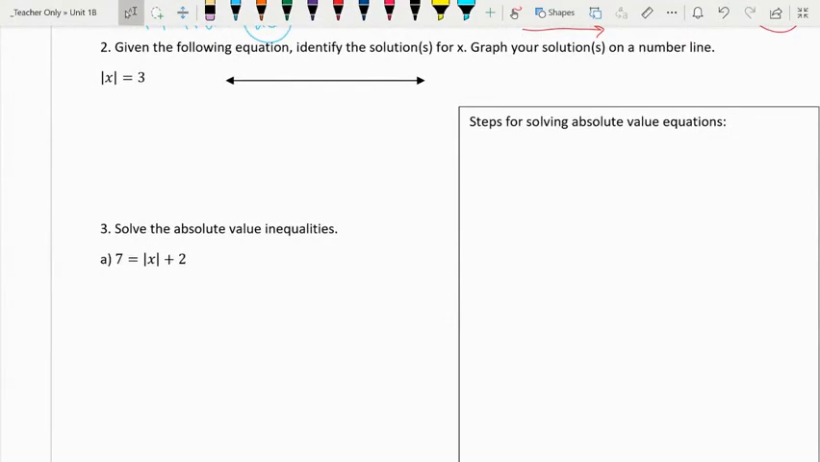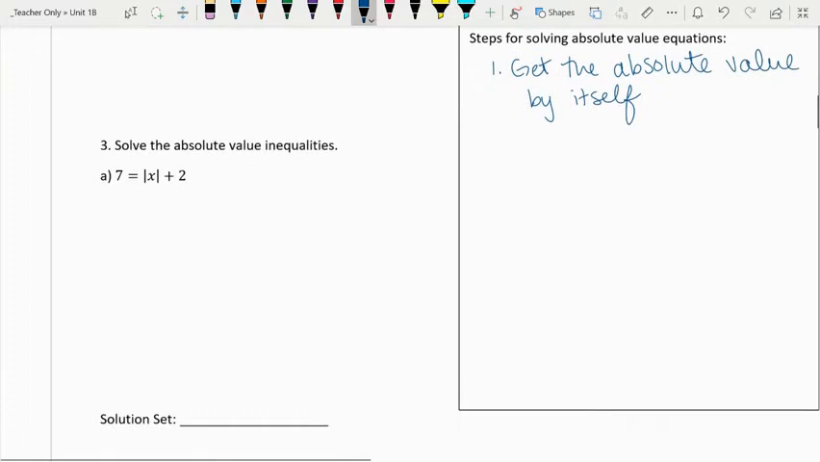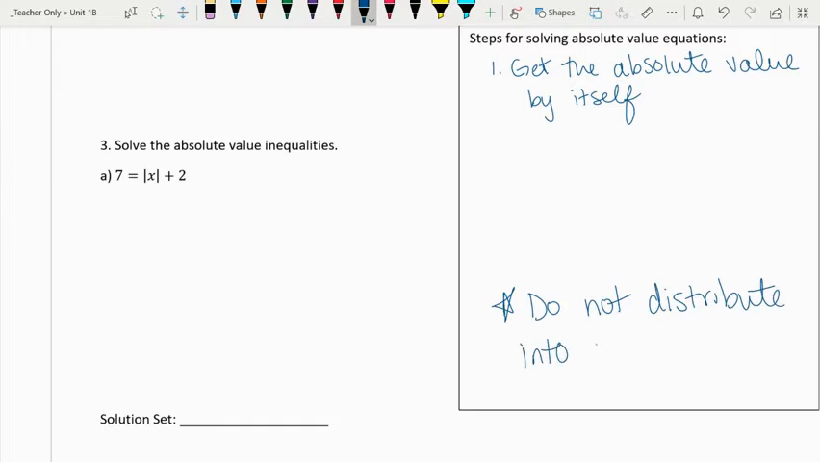So let's start talking about what we do when it is an absolute value equation. Essentially, what we want to do is get the absolute value by itself. So that'll be step number 1: get the absolute value by itself. At the bottom, I just want to star this: do not distribute into an absolute value equation.